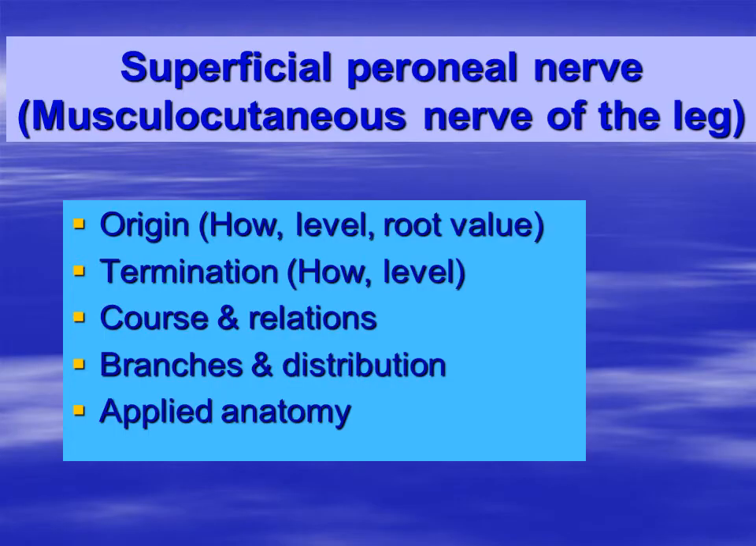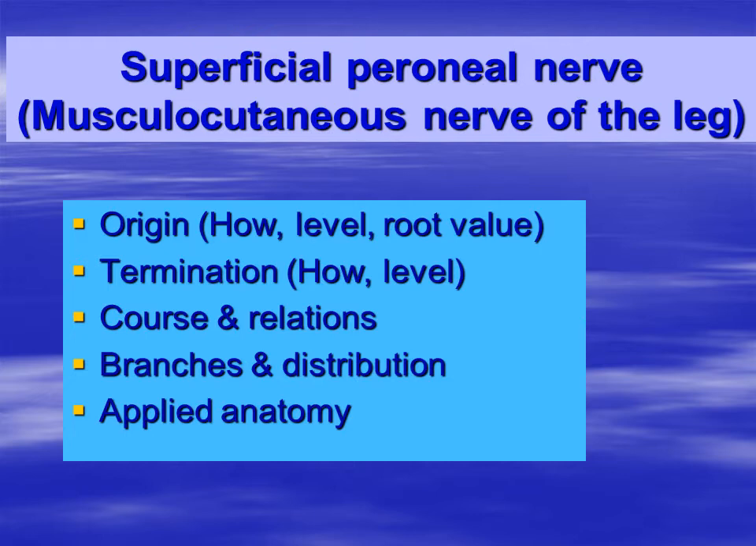In this video, I'll talk about the anatomy of the superficial peroneal nerve or musculocutaneous nerve of the leg. The name superficial indicates that the nerve mainly supplies superficial structures or skin. And the term peroneal indicates that the nerve originates in the peroneal compartment of the leg, or lateral compartment.